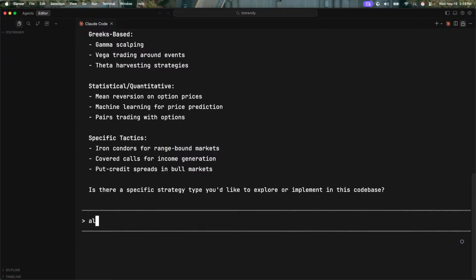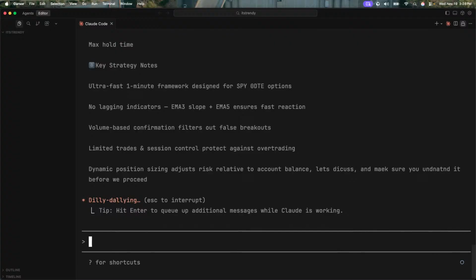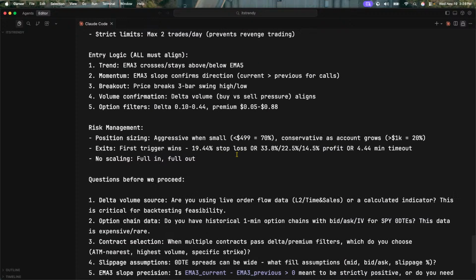All right. Now review the following strategy that we are thinking about back testing. Let's discuss and make sure you understand it before we proceed. So that's what I'm doing. I use one AI to help me process what my brain thought. Okay, perfect. Now I can download that, and now let me upload that to another AI, Claude Code.